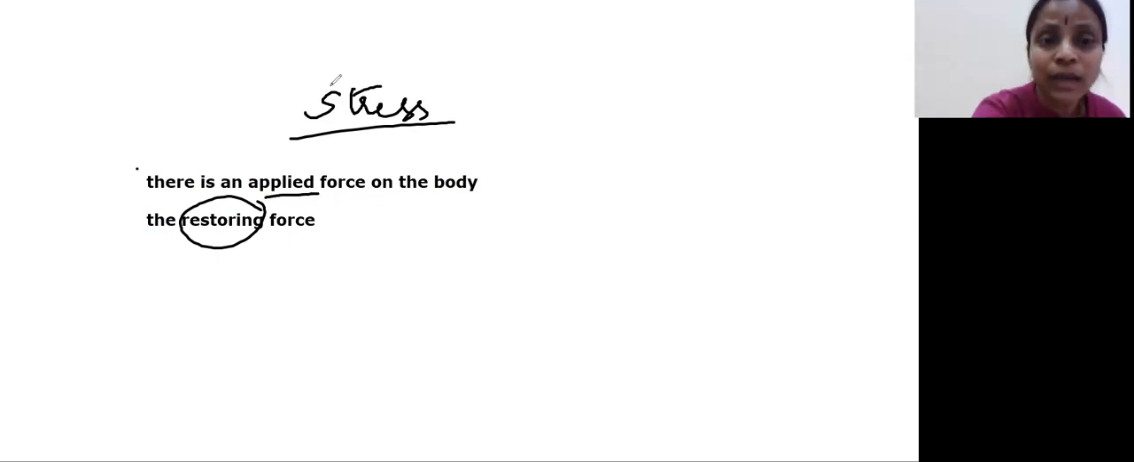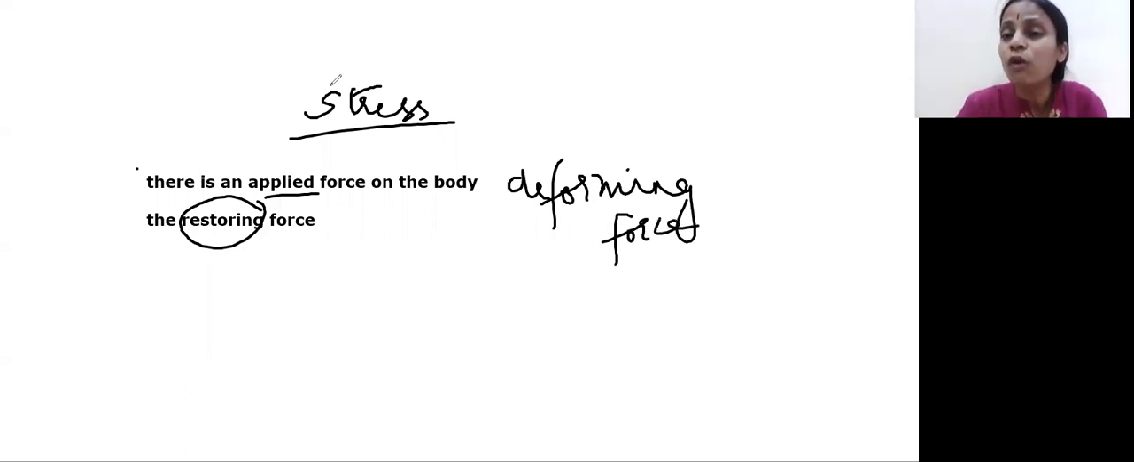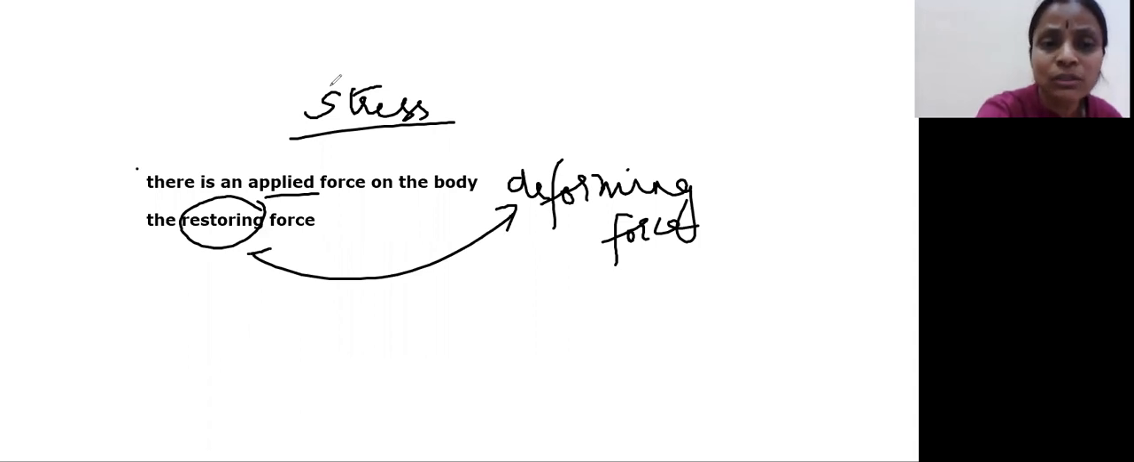So this applied force is what we are going to call the deforming force, because I'm trying to deform the shape of the body. And when the deforming force is removed, a restoring force comes into action. Now, what is the beauty between these two forces? These two forces are equal and opposite to each other, and we denote them by the common alphabet F.